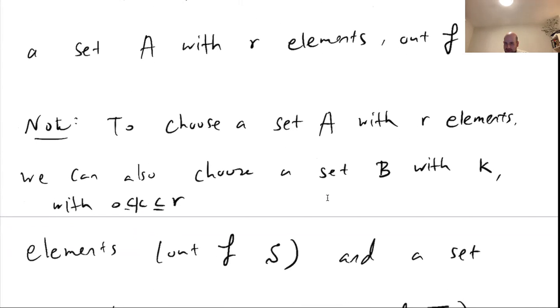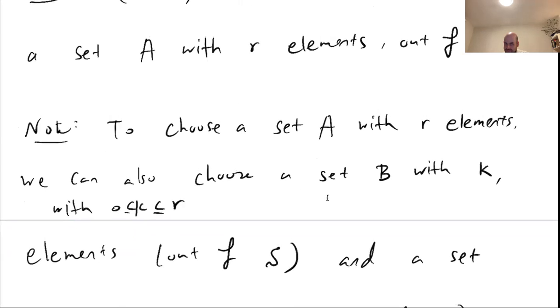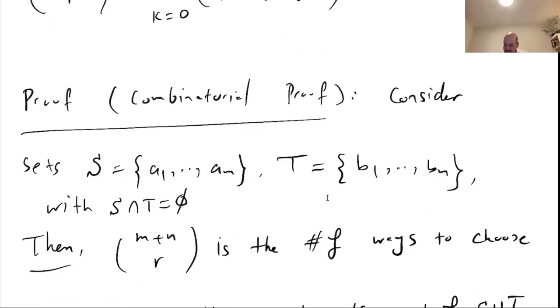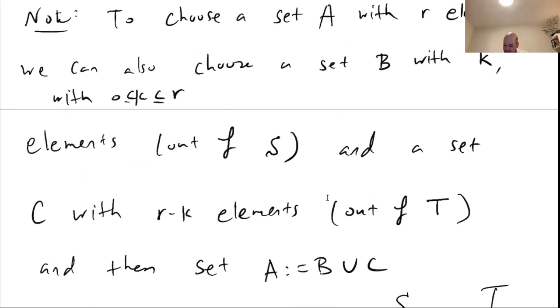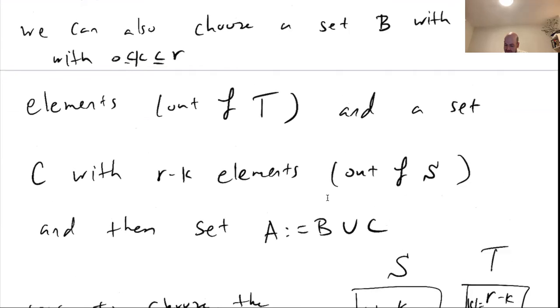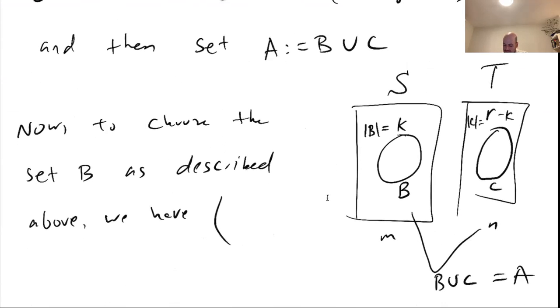But if I want to be consistent with the theorem that I wrote, because I said M choose R minus K, let me say K elements out of T here, and the other one out of S, just to be consistent with what I mentioned as a theorem. So now to choose the set B as described above, we have N choose K ways to do so.